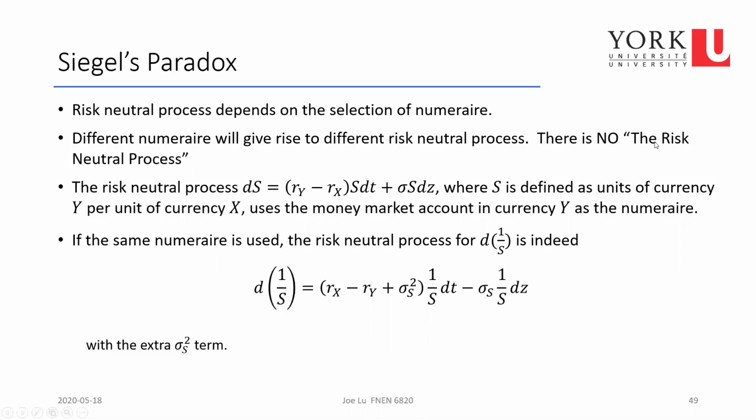When you have a risk-neutral process, there's always some numeraire asset that's underlying there, that's consistent with this risk-free process. And in this process here, ds equals (ry minus rx) s dt plus sigma s dz.